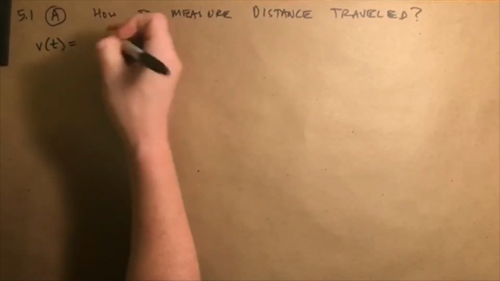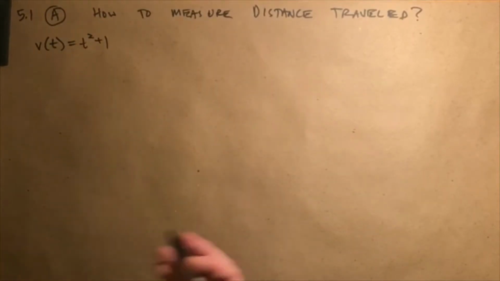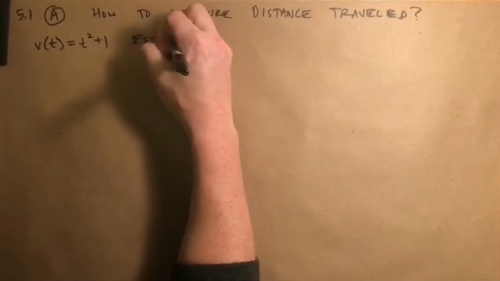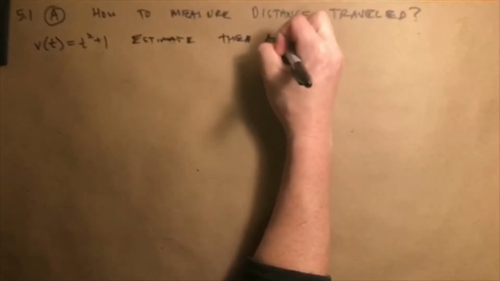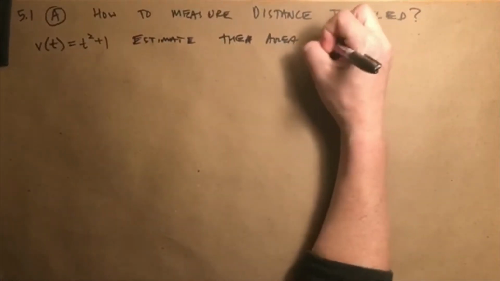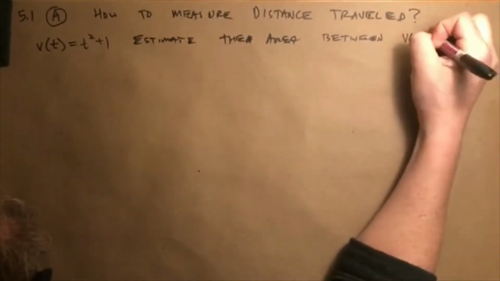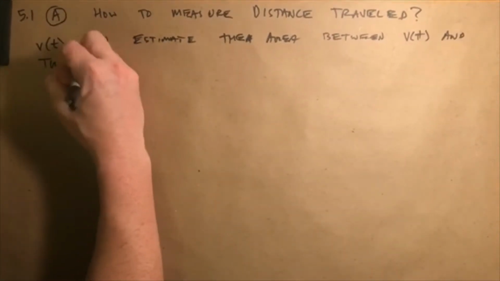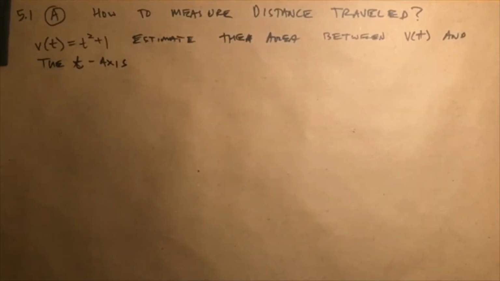Let v of t be equal to some function that we know very well. How about t squared plus 1? And let's try to figure out, and v is standing for the velocity here, and I don't really care what the units are, but we're going to find the area. Let's estimate the area between v of t and the x-axis, t-axis, that is, let's go from 1 to 8.